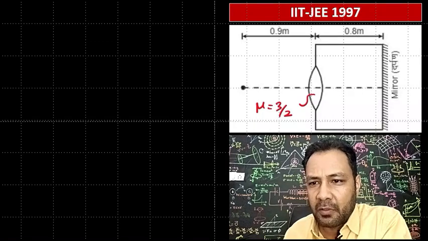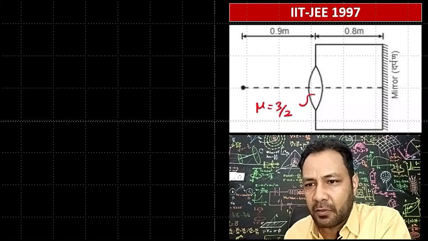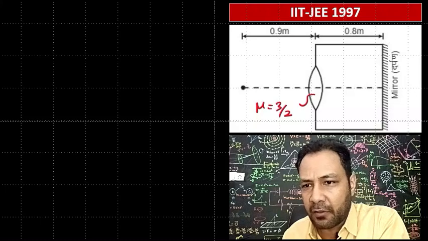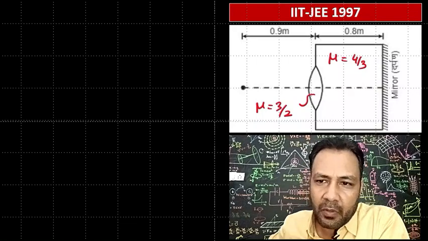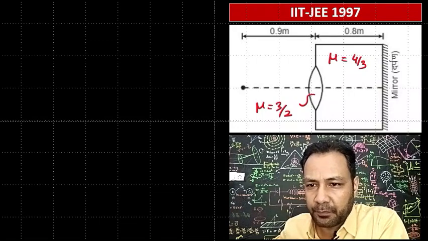This is embedded into a tank. As we can see, inside the tank there is water with refractive index 4/3, and then on this side of the tank there is a plane mirror. So a lot of events will be there.